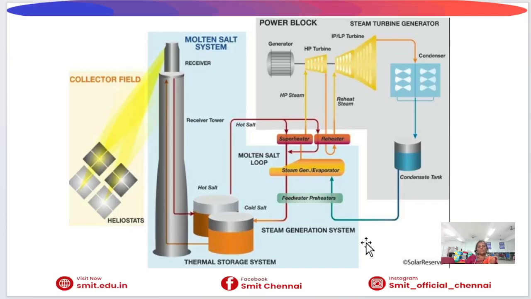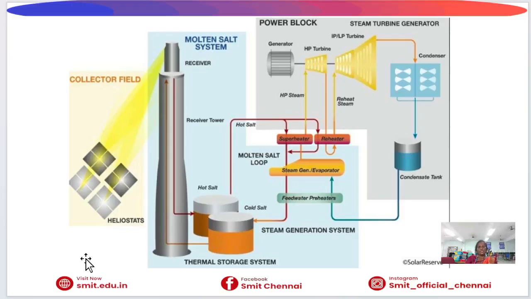This diagram shows the molten salt solar power tower system. First, mirrors called heliostats reflect sunlight toward the receiver on top of the tower. The concentrated sunlight heats the molten salt, which acts as a heat transfer and storage medium. The hot molten salt is stored in thermal storage tanks and then sent to the steam generation system, where its heat converts water into steam.